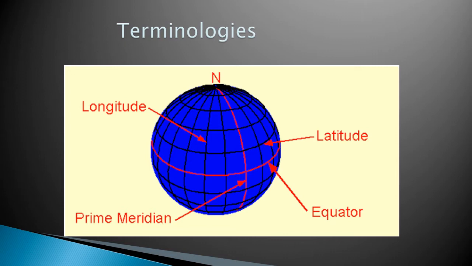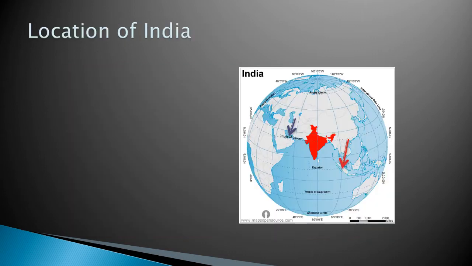The part of the earth which lies towards the north pole will be called the northern hemisphere, and the part of the earth which lies towards the south pole will be called the southern hemisphere. I hope you are clear with the terminologies of longitude, latitude and equator. Now let us begin with the explanation of the chapter. Let us begin understanding with the location of India.